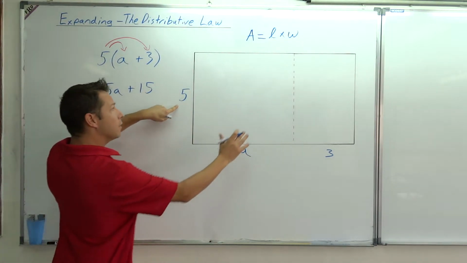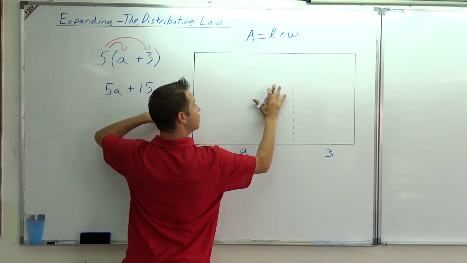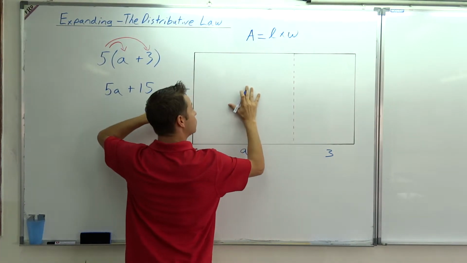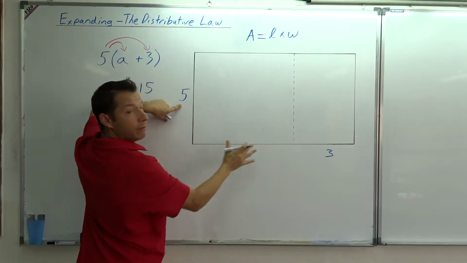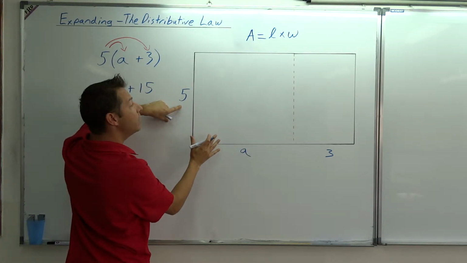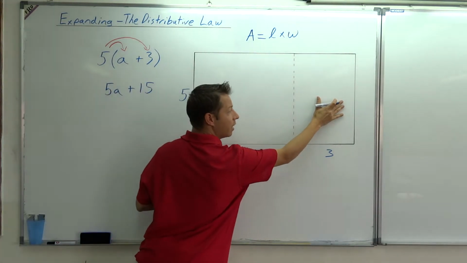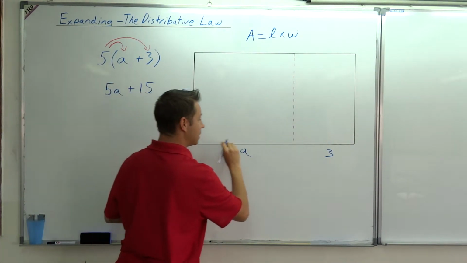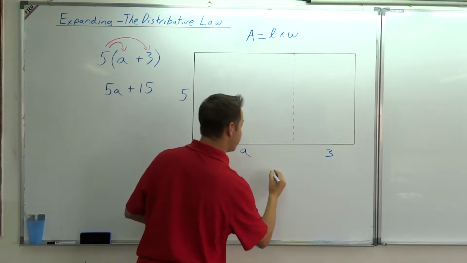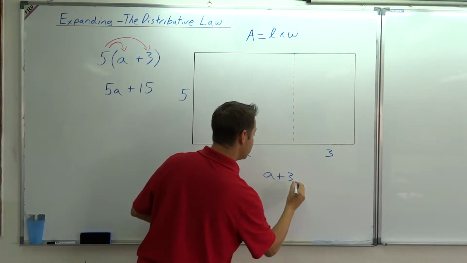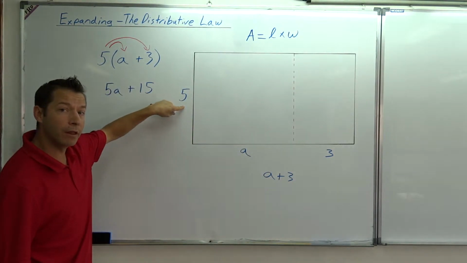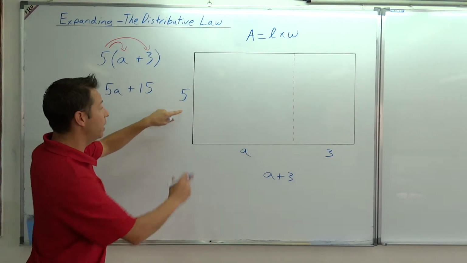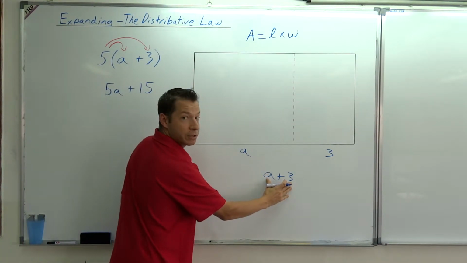Now I know that if I split up this rectangle into two separate rectangles, this one and this one, the total area of this large rectangle should be the area of this rectangle plus the area of this rectangle. Well, if the whole length of this line is a plus 3, then to know the area of the large rectangle, I'd have to go 5 times (a plus 3).